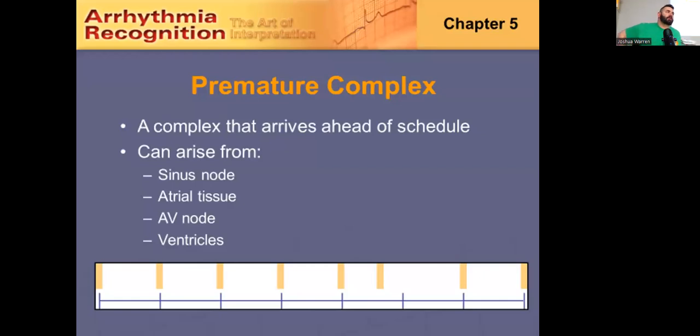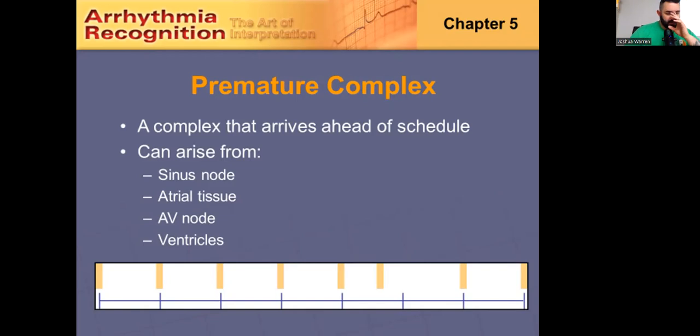Gabe, tell us about coming to the party premature. Means you arrive earlier than expected and disappoint everyone, right? So a complex that arrives ahead of schedule. This can arise from sinus node tissue, AV nodal tissue, atrial tissue, or ventricular tissue.